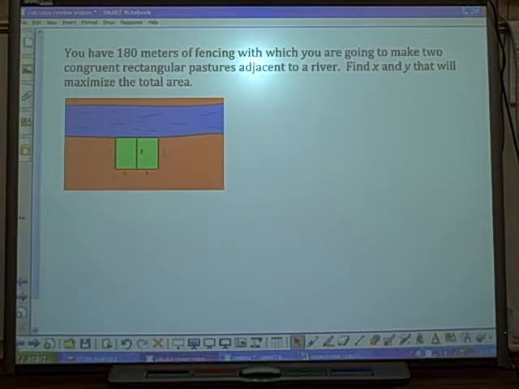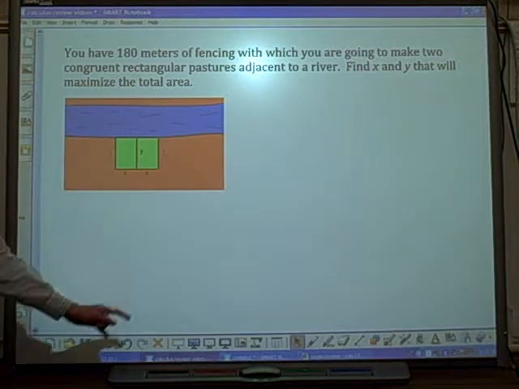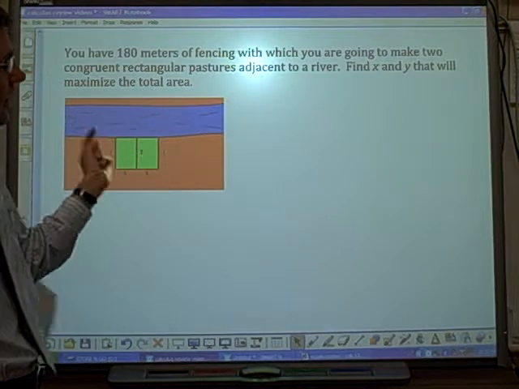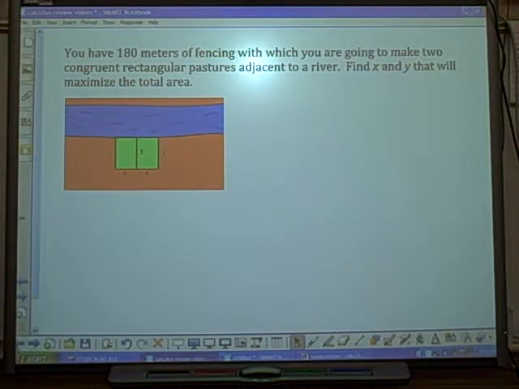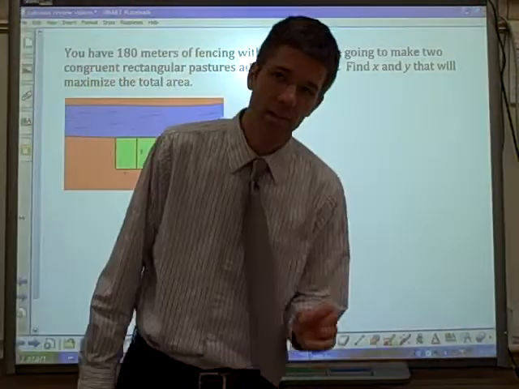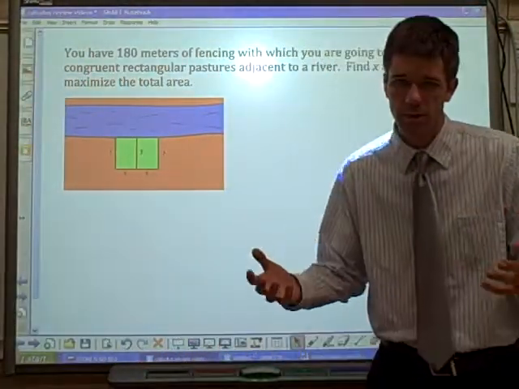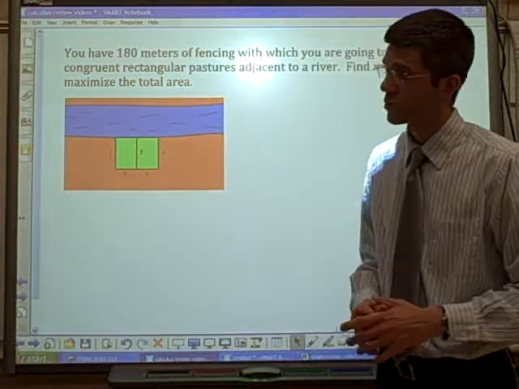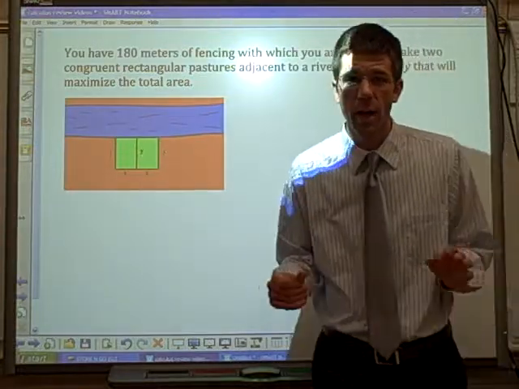Let's do some optimization. You have 180 meters of fencing with which you are going to make two congruent rectangular pastures adjacent to a river. Find the X and Y that will maximize the total area. Also, keep in mind it did not ask for the area. If it asked for the area, of course you'd have to find it. So just be careful with what it's specifically asking. In this case, once we find X and Y, we're done.